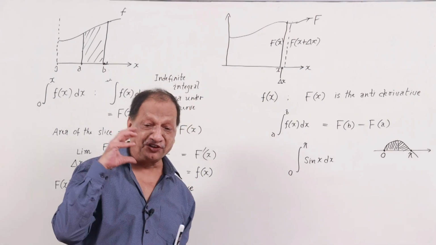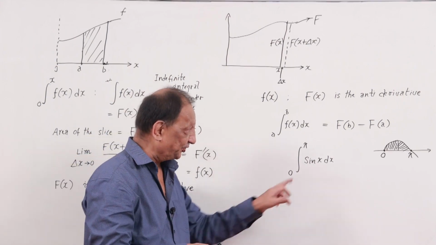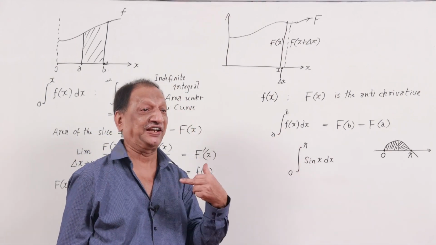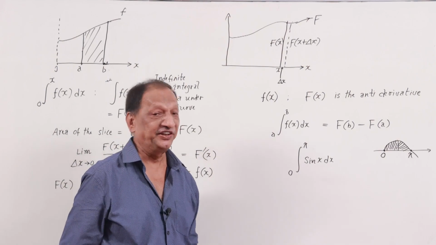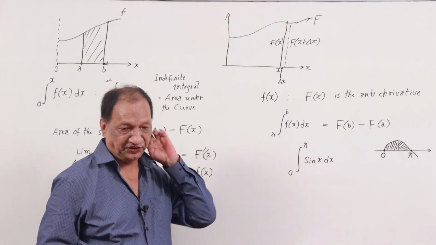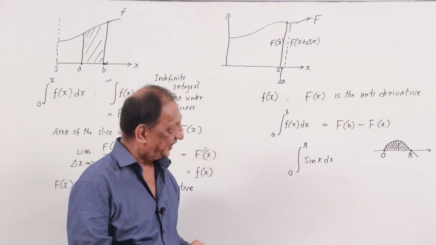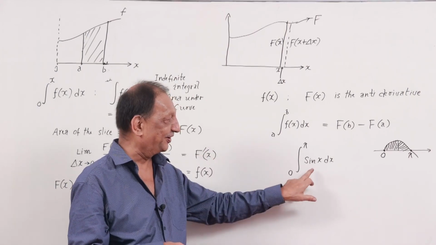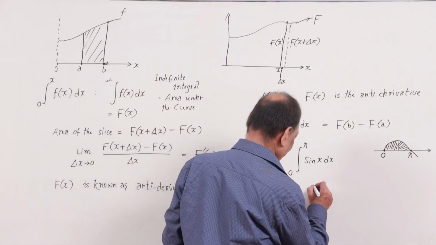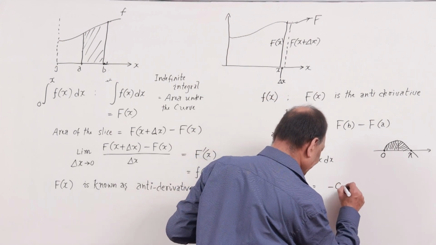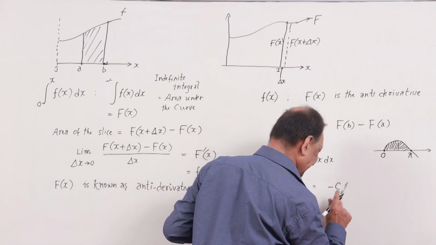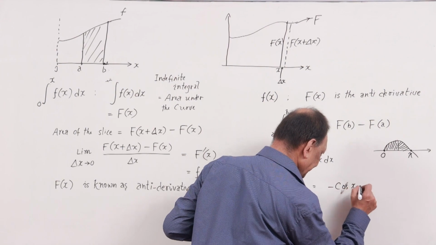That means which is the function when you differentiate it, I should get back sin x. If you recall our discussion, d by dx of cos x was minus sin x. Therefore, minus cos x is the antiderivative of sin x. So, this is equal to minus cos x is the antiderivative, right?